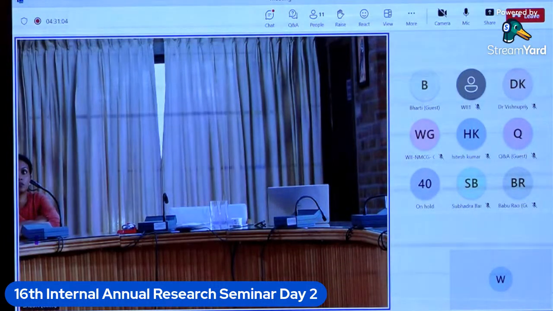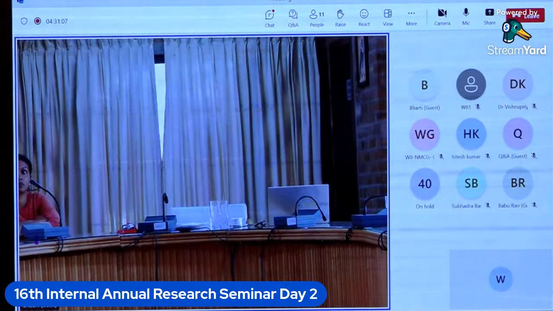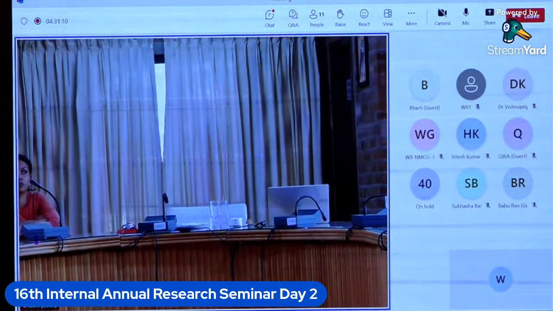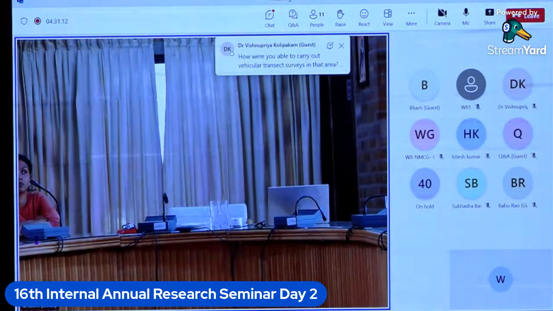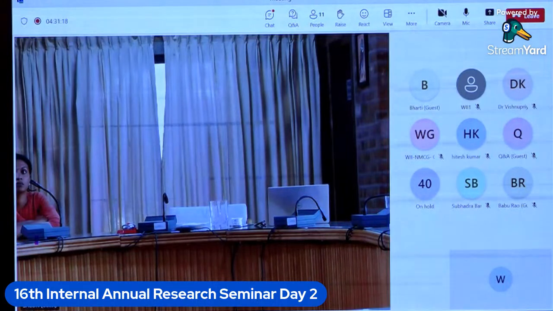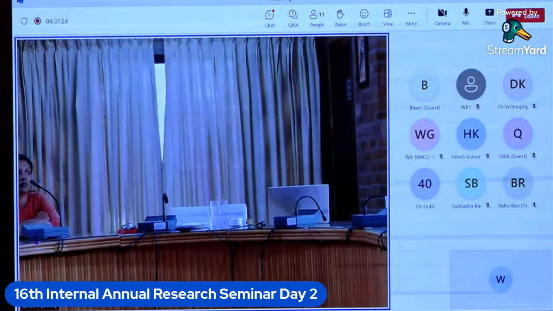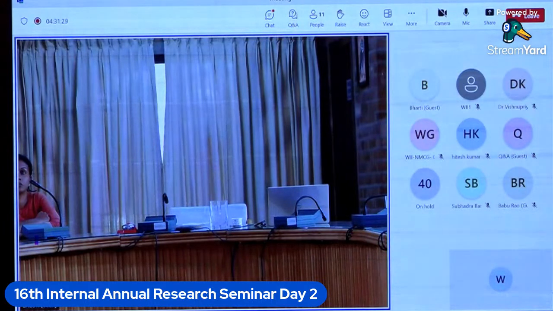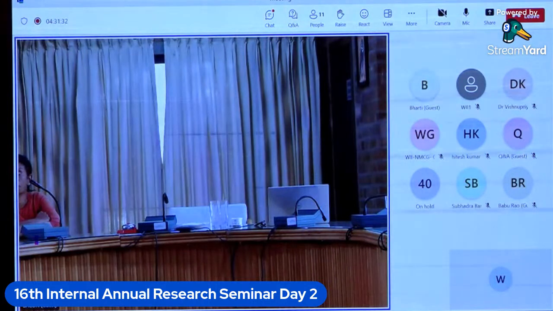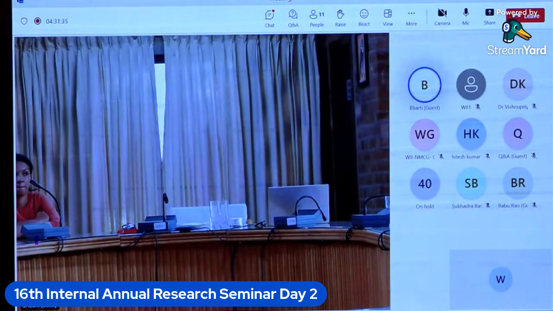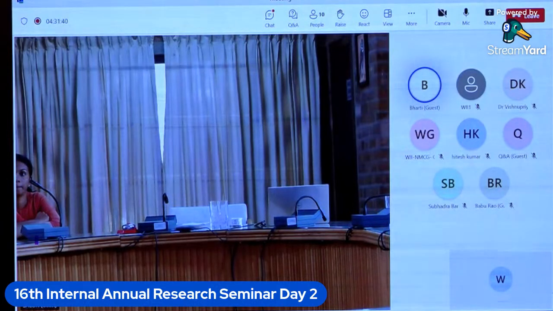Okay, there is another question for you. How would you carry out vehicular transit surveys in the area, as you mentioned that these grassland patches were outside fields? Like I mentioned in the earlier slide, the cropping pattern has totally changed. Now that particular area is dominated by agricultural land itself.